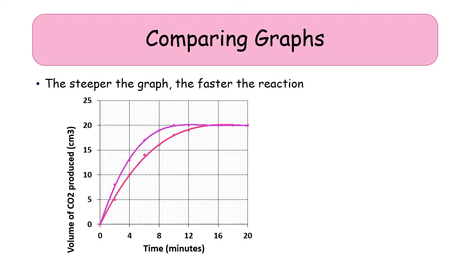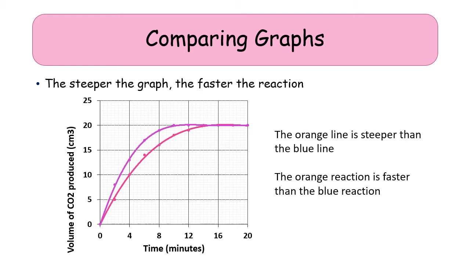Now, if you are doing that, the rule is the steeper the graph, the faster the reaction. So in this case, I don't know why it says orange and blue, because it should be pink and purple, but the purple line is steeper than the pink line, which means that the experiment represented by the purple line is faster than the experiment represented by the pink line. So the steeper the graph, the faster the experiment. At Higher, rate is measured using relative rate, which is a much easier calculation.